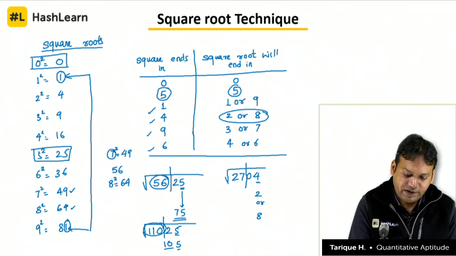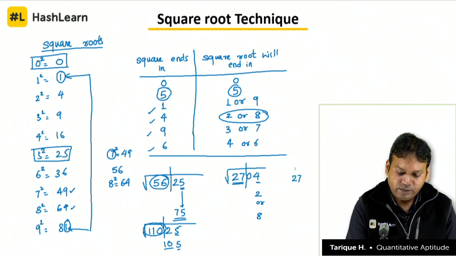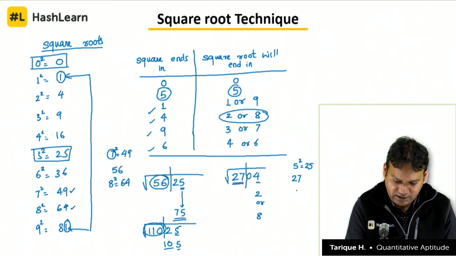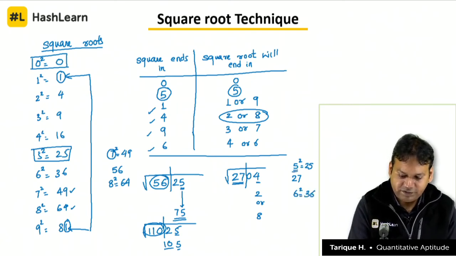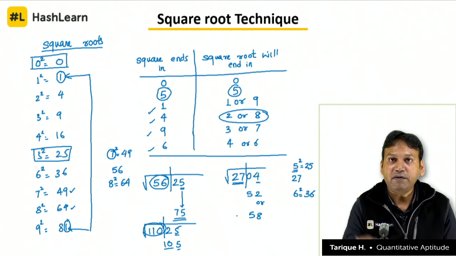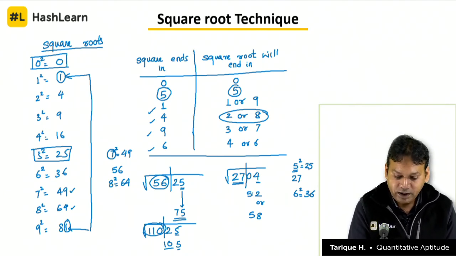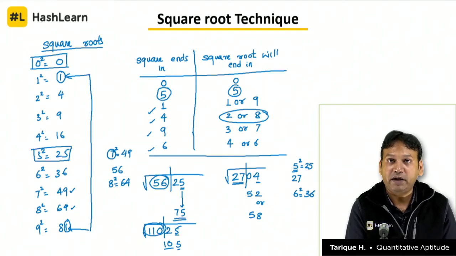Now, is 27 a perfect square? No. See, 27 is between 5 square, 25, and 6 square, 36. We always take the smaller number, that is 5 here. So, 52 or 58, but we cannot have two answers, we need one answer. So, how do we find out whether 52 is the answer or 58 is the answer? Very simple, just look at the way I am doing it very carefully.